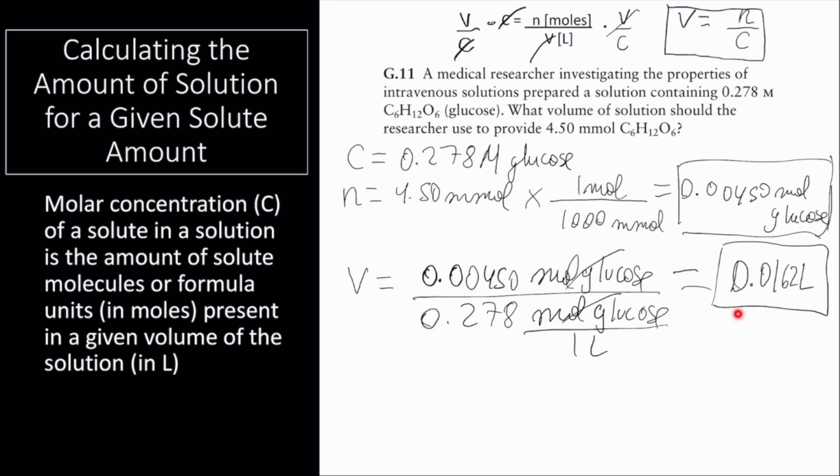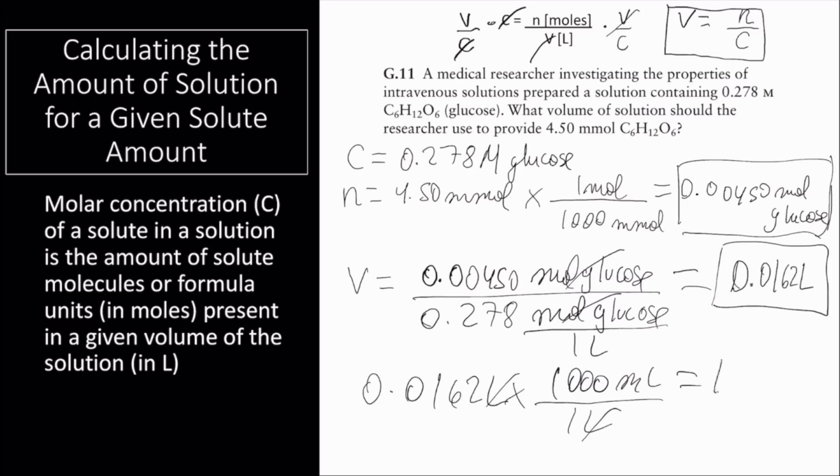If we want to find this in milliliters, we just convert it by the following factor. For every 1 liter, we have 1,000 milliliters. Liters goes away with liters, and we have 16.2 milliliters. And that's our final answer.